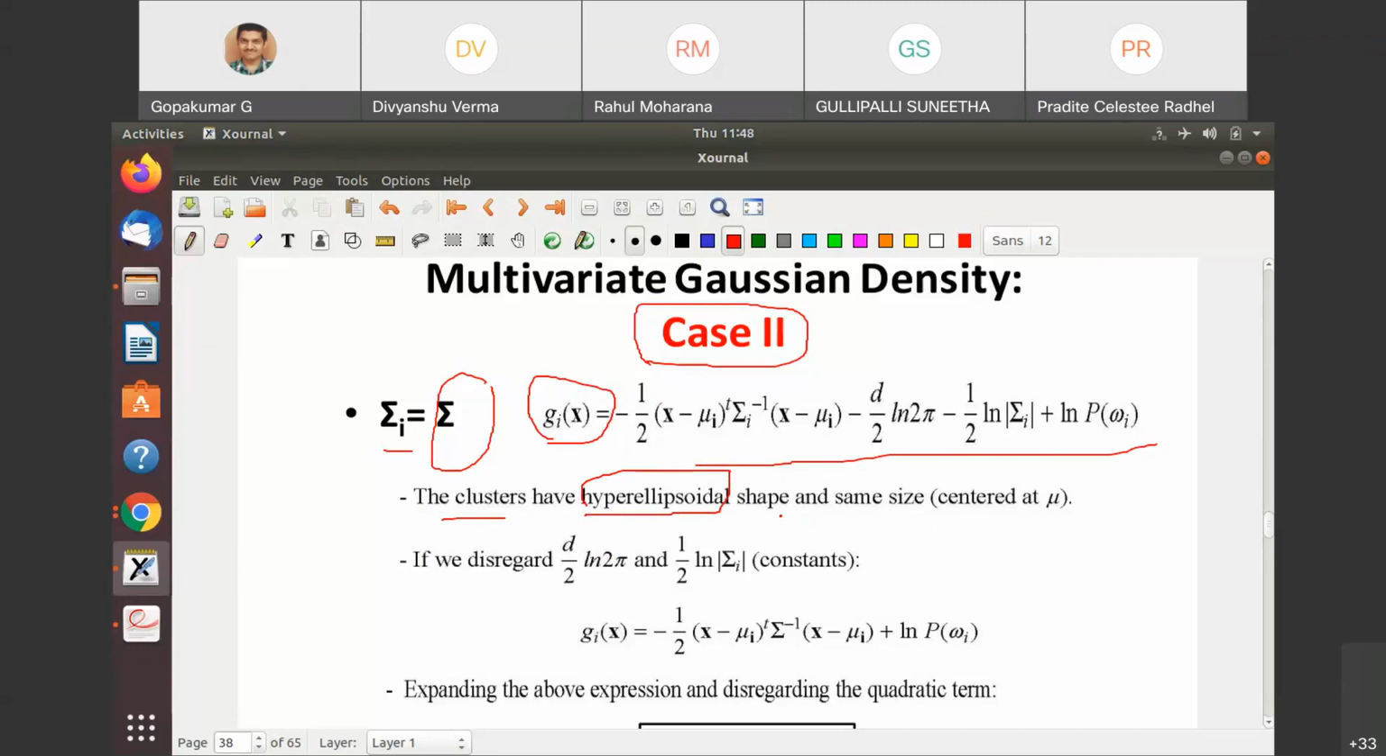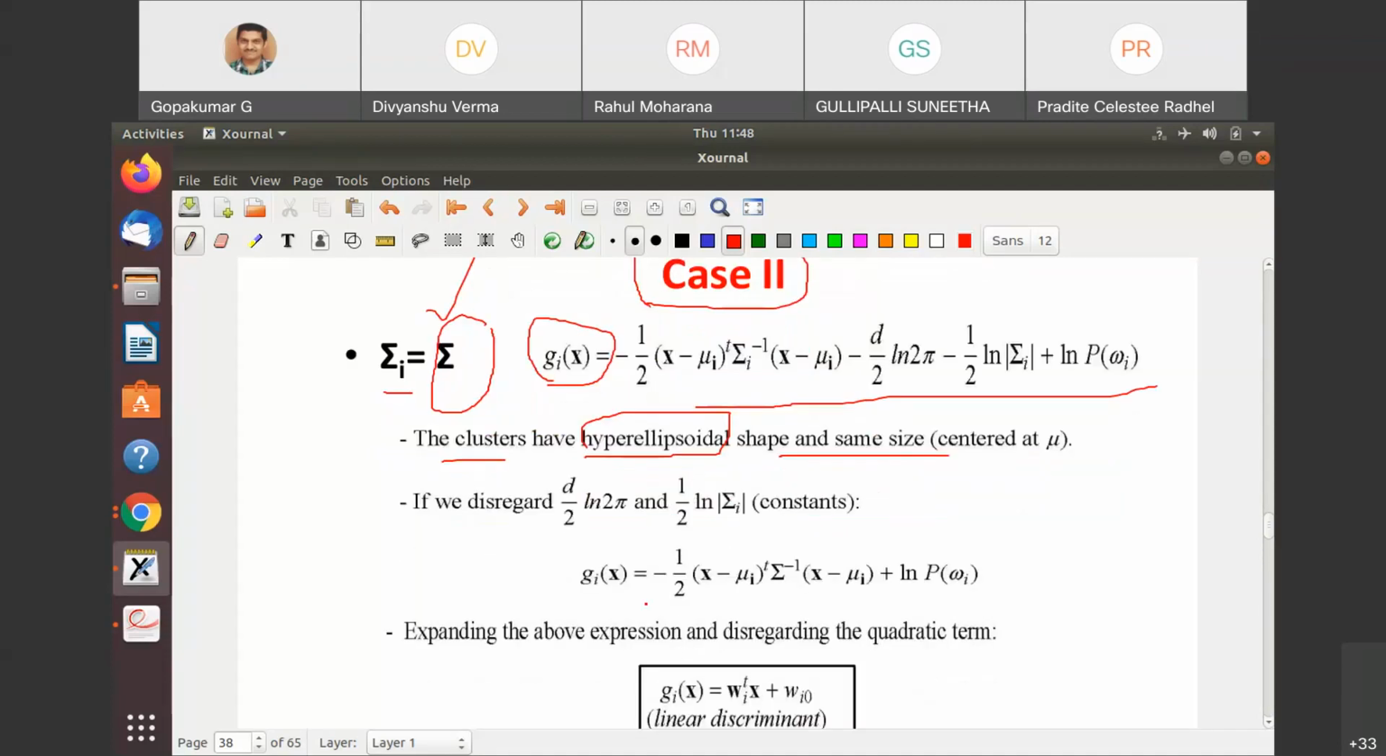Okay, and we are assuming that they are going to have the same size. Because we have, maybe say, the same mu vector for all the cases. But here we will see how we can simplify what the linear discriminant function will look like.